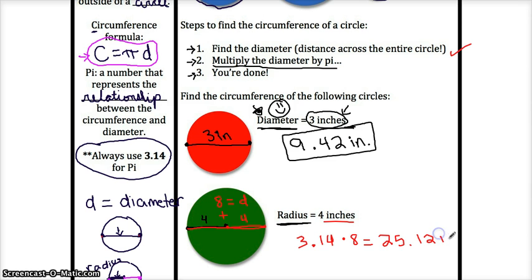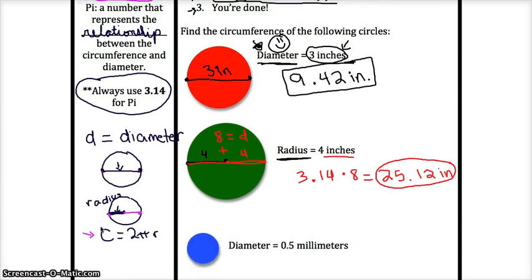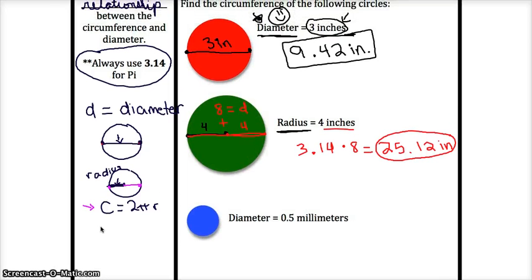So we just need inches. And remember, we don't need anything else after that. So this is just my final answer. That's it. And let's go ahead and move on to the blue circle.